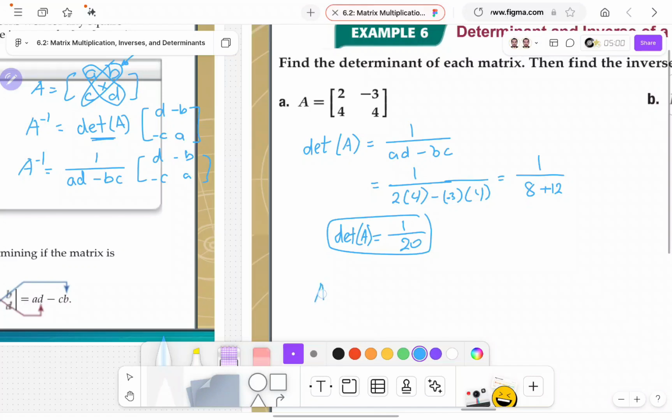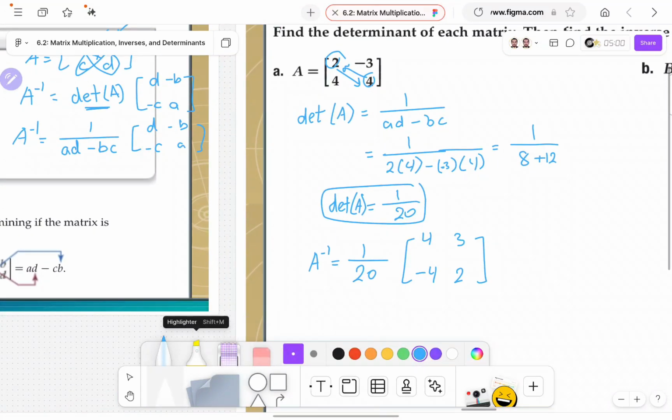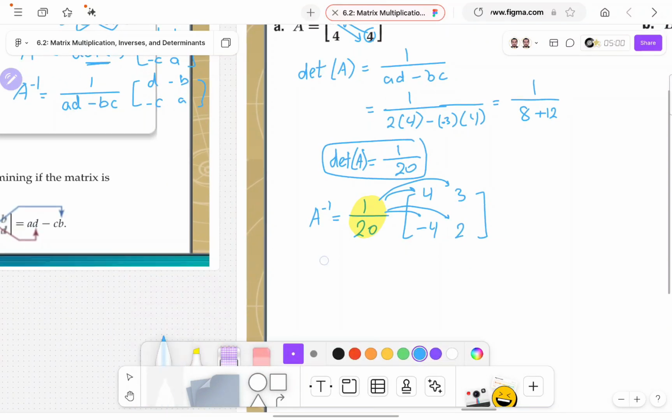Now let's apply the rule. A inverse is equal to 1 over 20 multiplied with the matrix. Let's switch diagonally: 4 and 2, we switch between 4 and 2. Then we change the sign for B and C. This one is negative, so it becomes positive. This one is positive, so it becomes negative. Now it's a scalar multiplication. We multiply 1 over 20 by every term: 1 over 20 times 4, 1 over 20 times 3, 1 over 20 times -4, 1 over 20 times 2. Let's multiply them together.